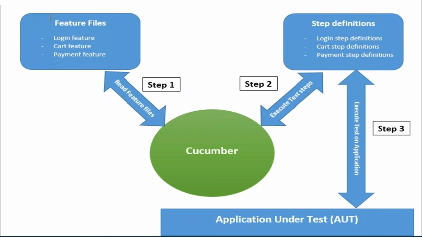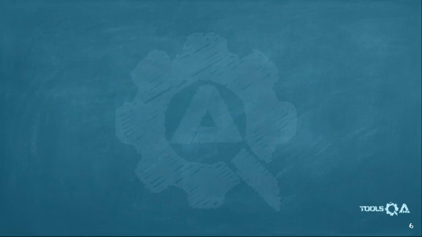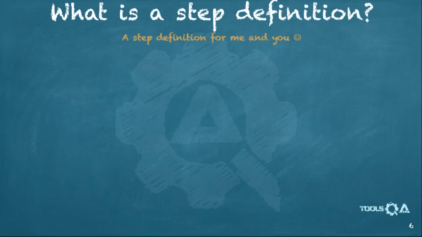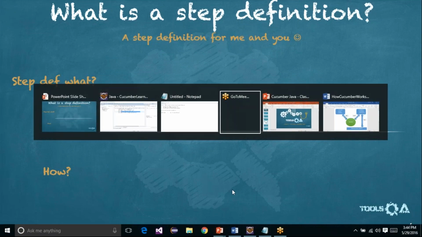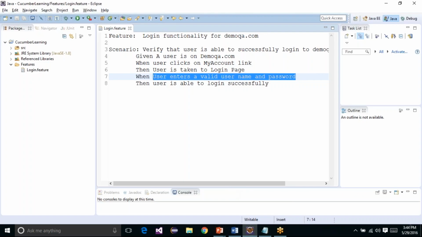Alright, so now that we have an understanding of how Cucumber works, let us move on to the next part of the tutorial. The next part is, what is a step definition? Now we understood what a feature file is. We understood how Cucumber reads a feature file and what it looks for in a feature file, but we don't know how step definitions work. Alright, so before I move forward in this slide, I will go back to our code.